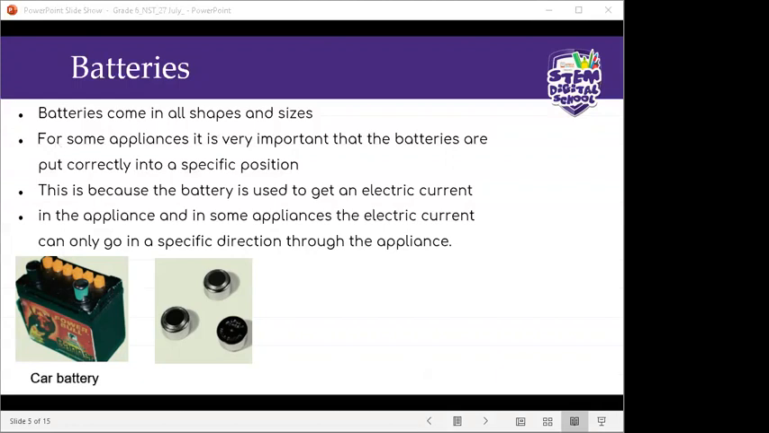Then Leto. Ma'am, I've also seen those batteries. They are in my mom's car keys. Oh, wonderful. All right. So thank you very much for sharing, Leto.